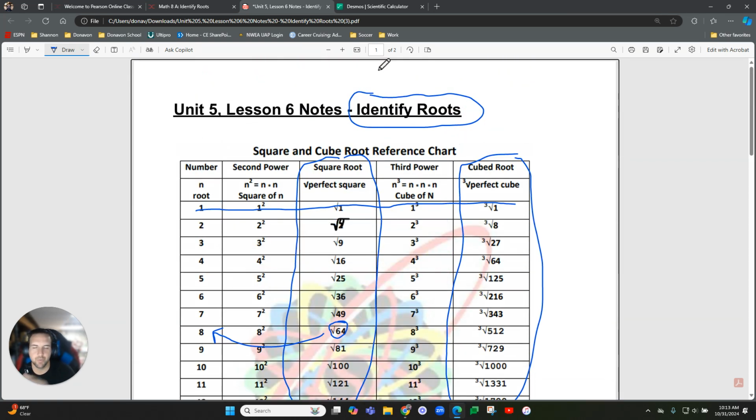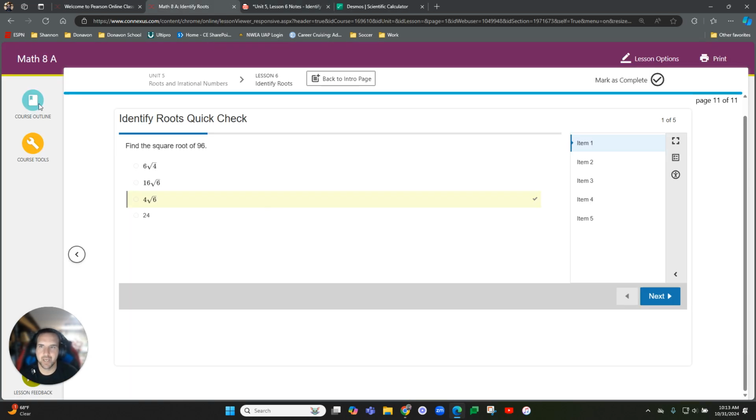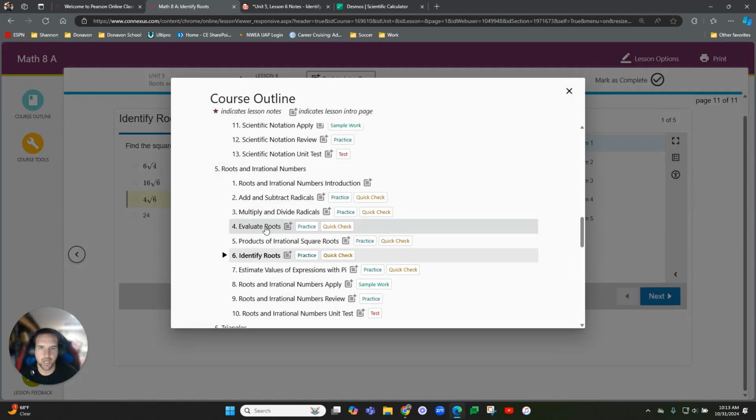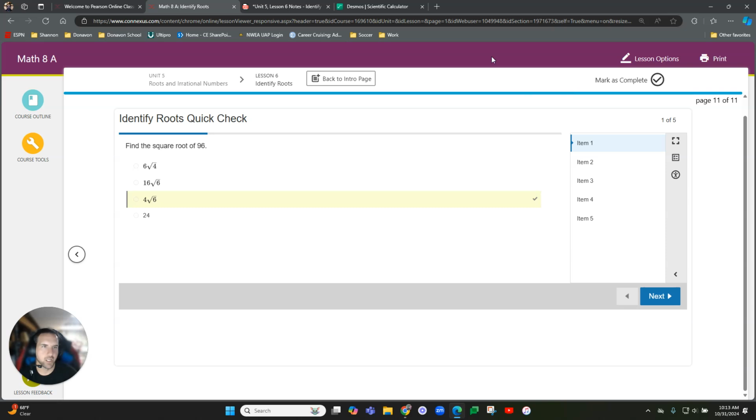So a lot of what we did, so Lesson 4, we did this exact same thing when we were trying to, so if we go back here, hey, look, there's an answer for the quick check. I got to get this out of the way. All right, so in Lesson 4, when we were evaluating roots, we were doing the same thing. The products of irrational square roots really is the same exact thing. So all three of these lessons were basically the exact same thing. So identifying roots, evaluating roots, and products of irrational square roots. These two are mostly just square roots, whereas this one we're actually including cubes as well.